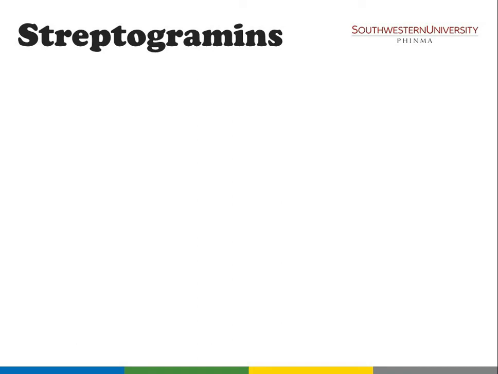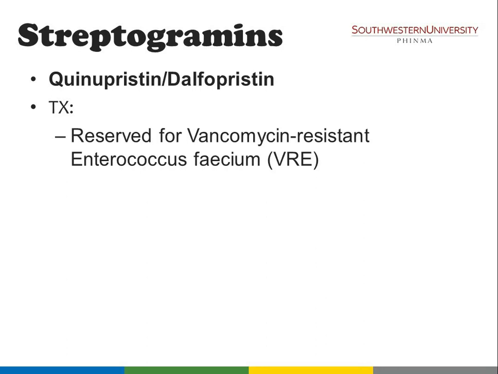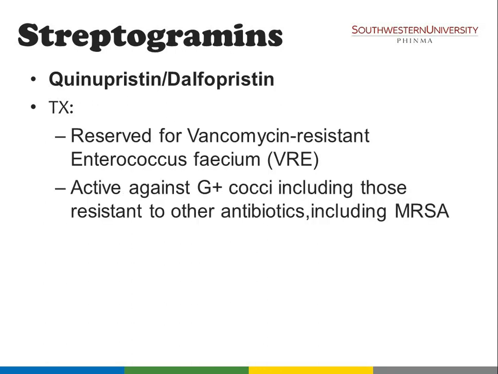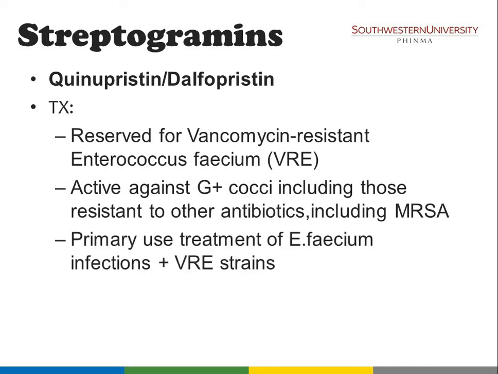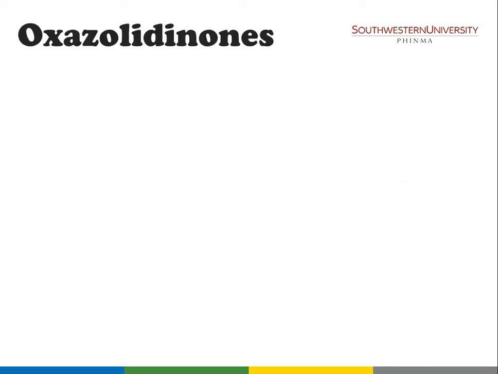Let's proceed now with streptogramins. An example of that is your quinupristin or dalfopristin. It can treat, and is reserved for, vancomycin-resistant Enterococcus faecium or your VRE. It is also active against gram-positive cocci, including those resistant to other antibiotics, including your MRSA. Also, the primary use is for treatment of E. faecium infection, including the VRE strain.